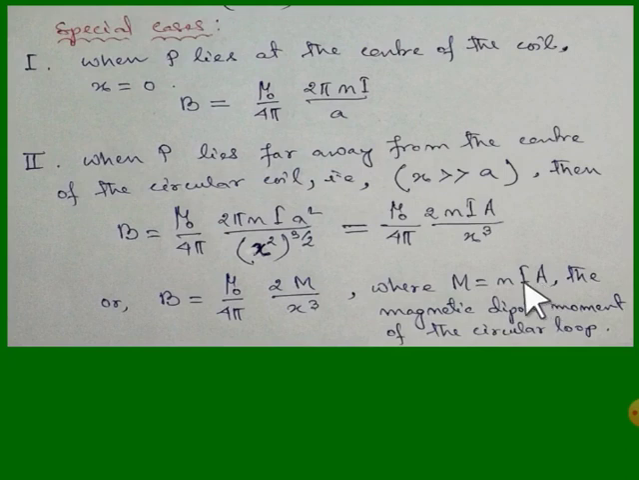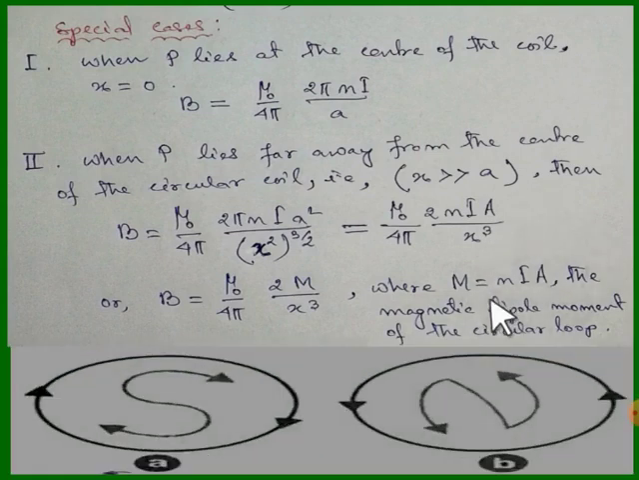IA, the product of the magnitude of the current and the cross-sectional area, will give you the dipole moment for a single coil. If there are n turns, then you need to multiply by n to get the total magnetic dipole moment. Got it? And it is a vector quantity, and its direction can be known from this simple diagram.